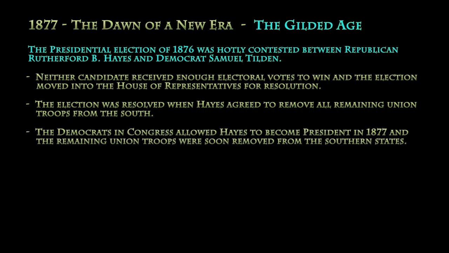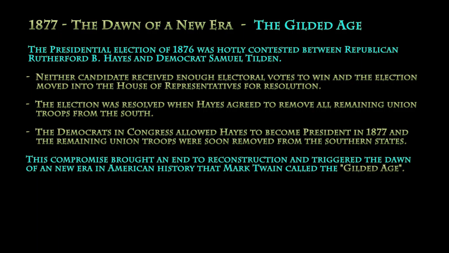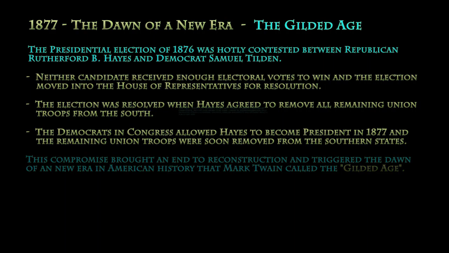The Democrats in Congress allowed Hayes to become president in 1877, and the remaining Union troops were soon removed from the southern states. This compromise brought an end to Reconstruction and triggered the dawn of a new era in American history that Mark Twain called the Gilded Age.